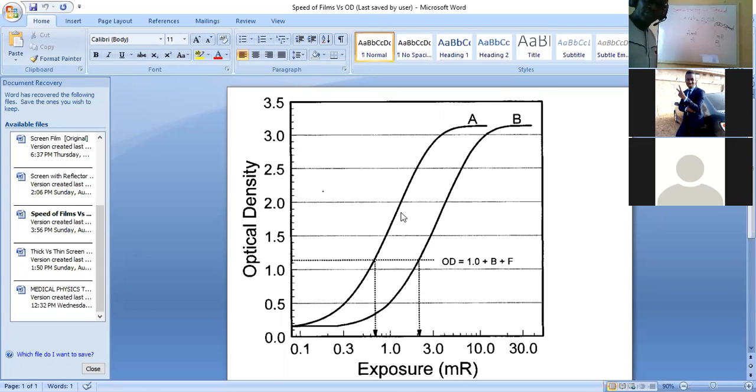And by sensitivity, of course, that has a speed, we mean it was able to use a lesser amount of light photons to affect the film. And by amount of light photons, we are directly implying a lesser amount of exposure, that is a lesser amount of X-ray. So film A has a better speed, or rather has more speed than film B.